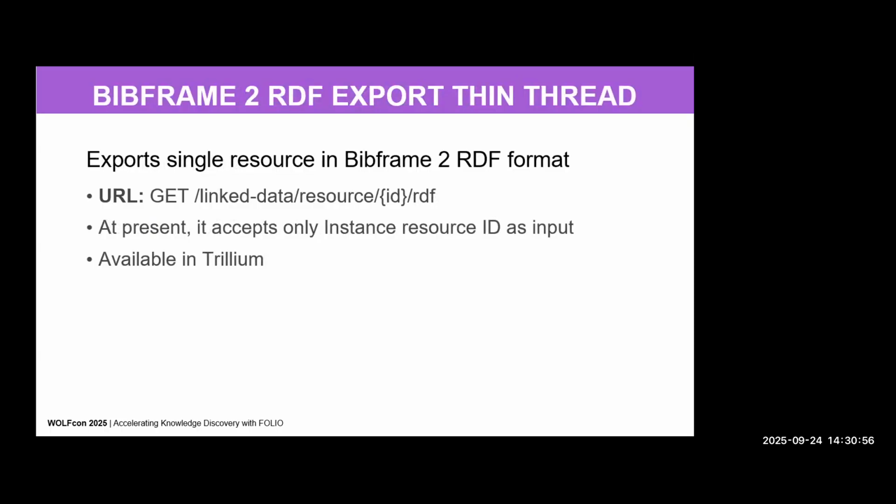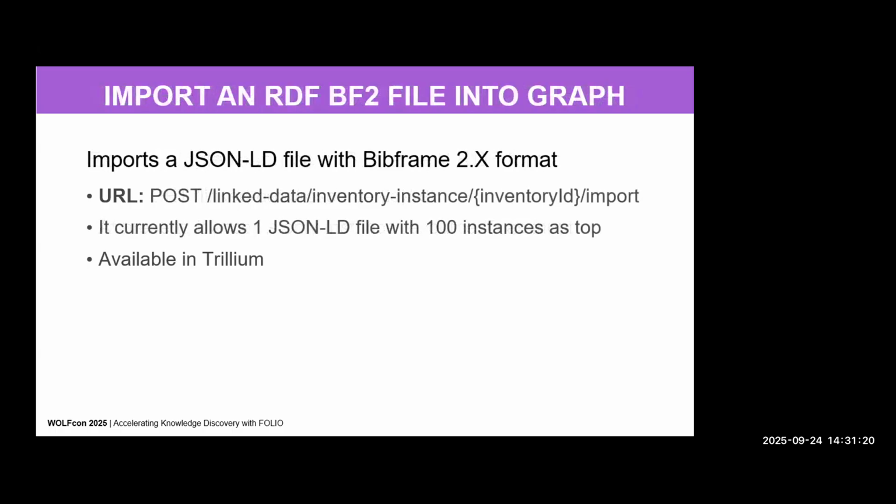So I'm going through all of the things that we've already built, and then I'll talk about what's in progress now. But we've already finished another endpoint that will be available in Trillium, and this one is the BibFrame to RDF export thin thread. So this is that API endpoint I mentioned, that if you want to get BibFrame for a specific resource, you can do this with this endpoint. And then you can also import BibFrame as well.